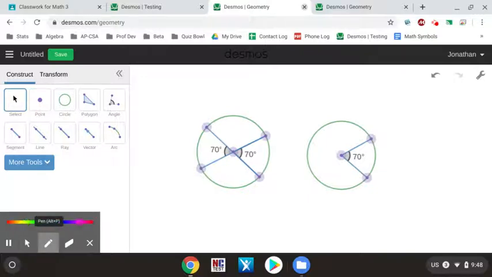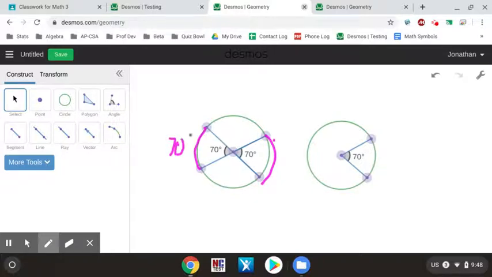You notice that this arc here and this arc here, the central angles are equal. So if the central angles are both equal, both of these arcs are 70 degrees because they're in the same circle. So arcs in the same circle that have the same central angle are congruent arcs. They have the same measure in degrees, and if we did arc length, they would have the same arc length.